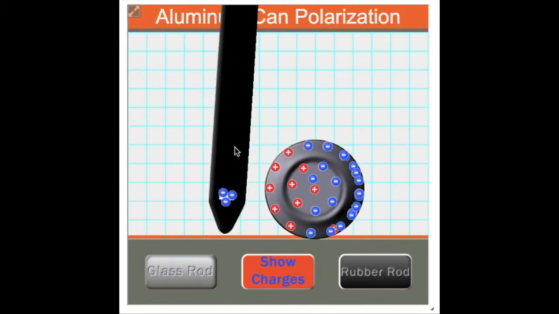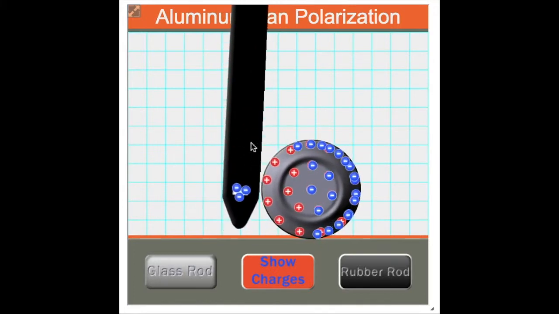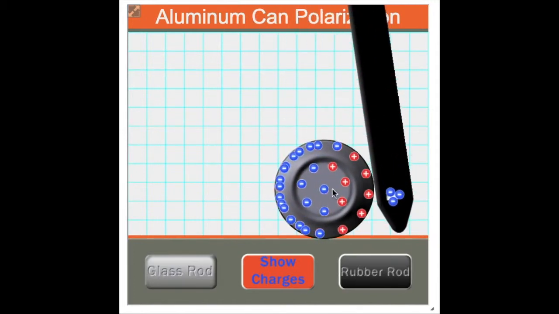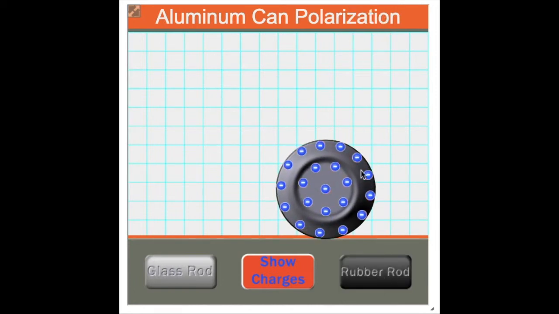This would be like the bottom tape coming near the foil or the paper, and you were able to induce this polarization in the material that allowed it to attract. Well, we can do the same thing. Let me take off the rubber rod, and you see how all the atoms go back to being balanced.